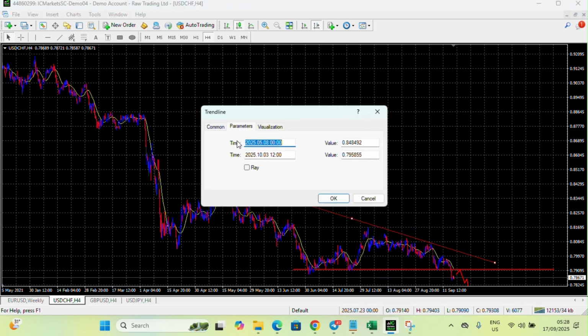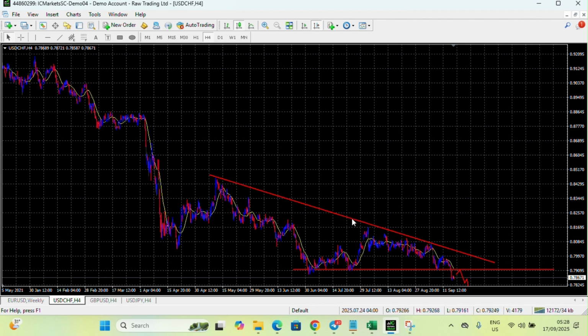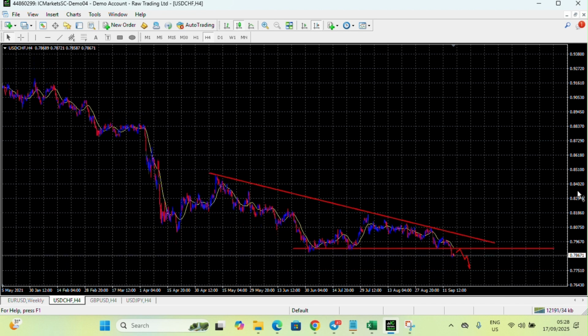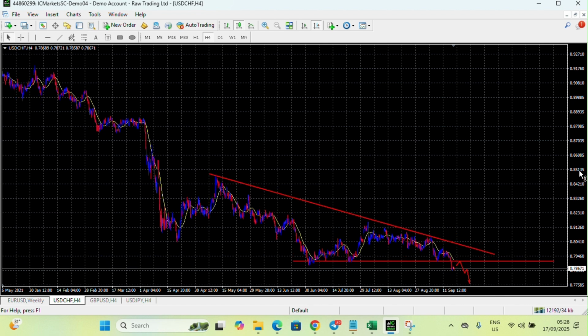I want to use a stronger pixel, okay? All right, so that's what we have for USD Swiss franc. The market is going to continue going down according to this analysis. So guys, look out for trading opportunity. Of course, you have to trade with proper risk management. Trade what you see, not what you believe will happen.